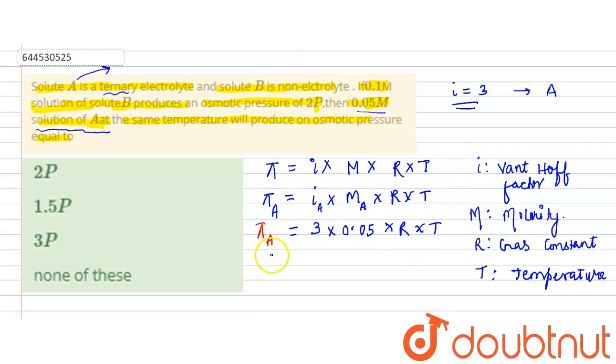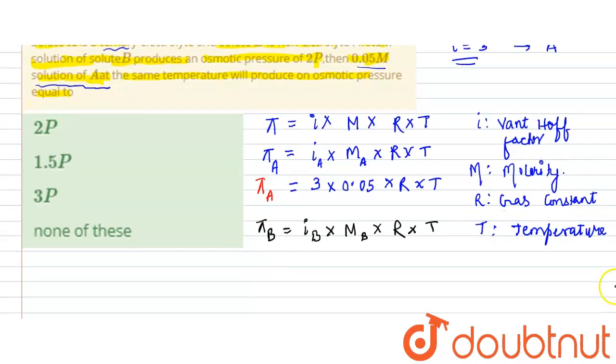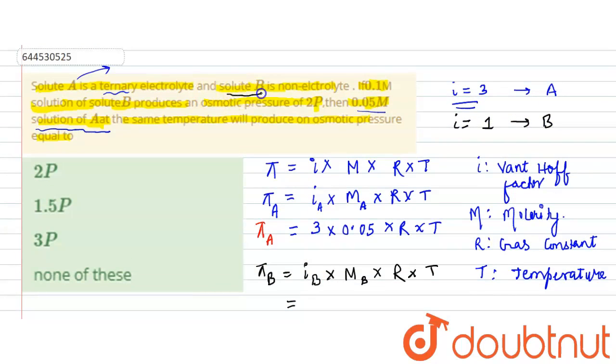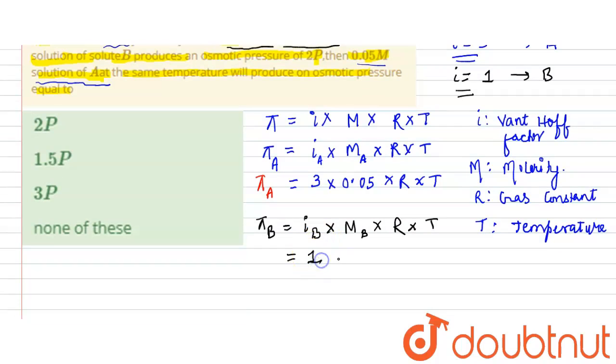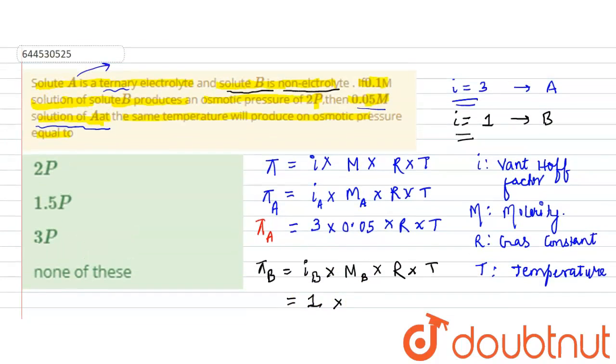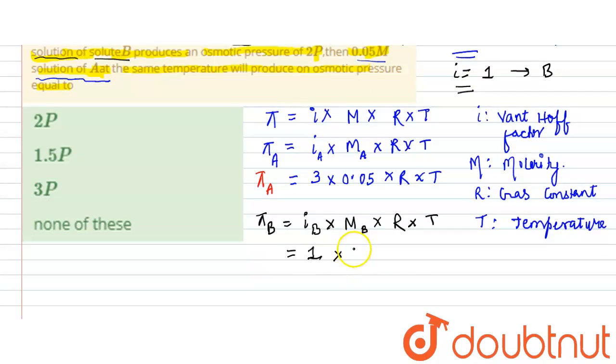Now let's write down what is pi of B. Pi B can be written as i of B into the molarity of B, into R into T, because it is the same temperature. Now what is i of B? So i is equal to 1 for B. Why? Because solute B is a non-electrolyte. So for a non-electrolyte, the Van 't Hoff factor is 1. So we will write it as 1 into the molarity of B, which is given as 0.1, and then R into T. So finally this is pi of B.